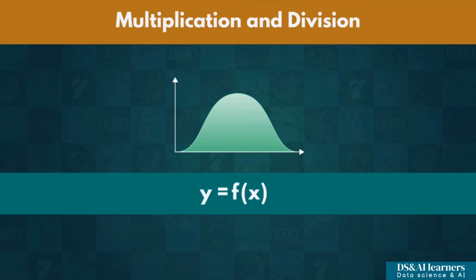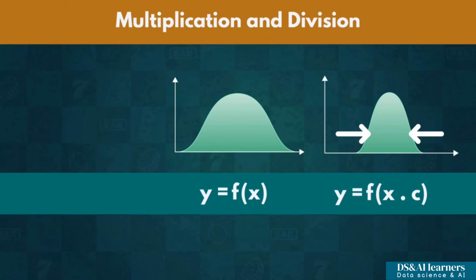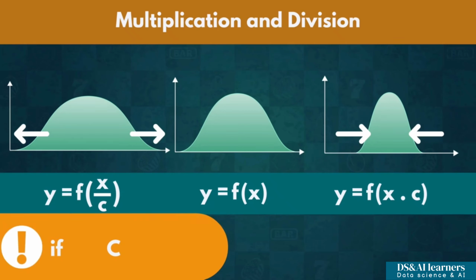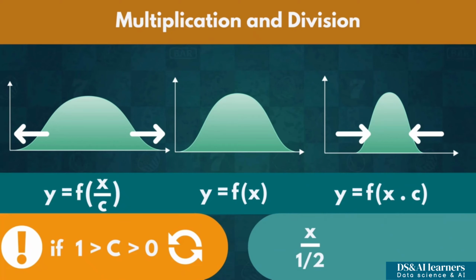If we multiply the function by a constant, it will shrink that many times. And if we divide every element by a number, the graph will expand. However, if we multiply or divide by a number between 0 and 1, the opposing effects will occur. For example, dividing by a half is the same as multiplying by 2, so the graph will shrink, even though we are dividing.